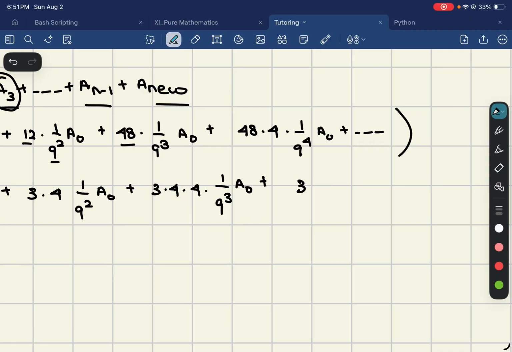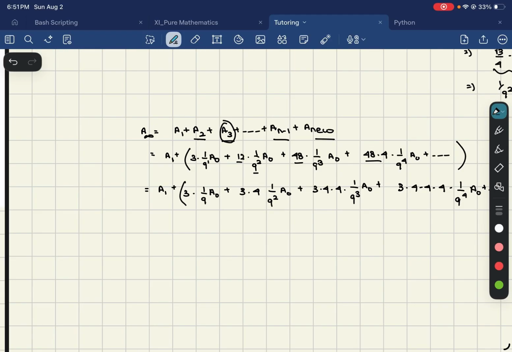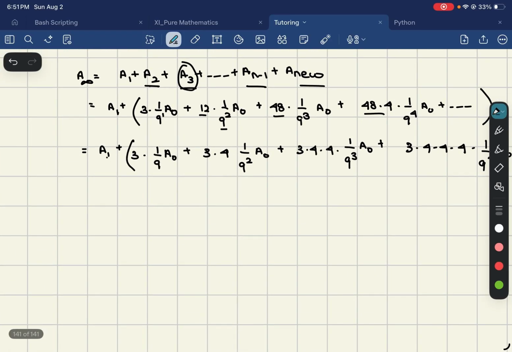and then we had 3 times 4 times 4 times 4, right? You're going to get 48 times 4 this way, times 1 over 9 to the power 4, a0, and so on. So this continues up until infinity. So now, you can write this as a1. Everything is a1, because we're writing in terms of the first area, right? So everything here is a1.